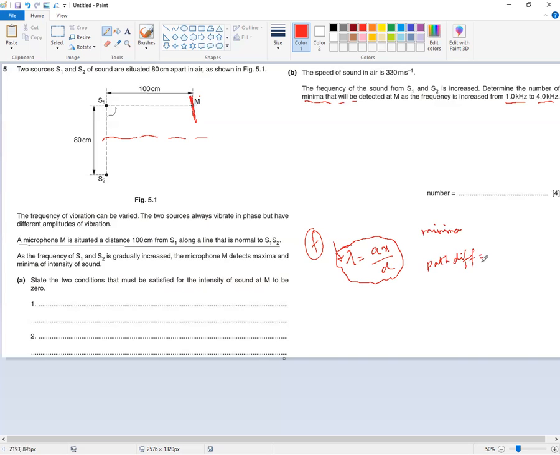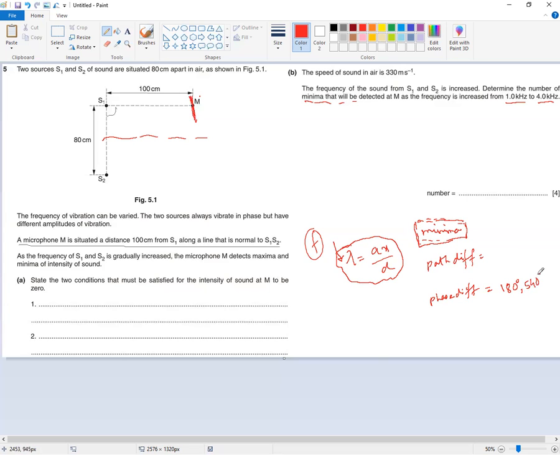So 0 by 360. You're trying to get a minima. So you're trying to merge a crest with a trough. So 180. Beautiful. Phase difference should be 180. And what could possibly be the next value? Think. So 180 plus 360. Beautiful.